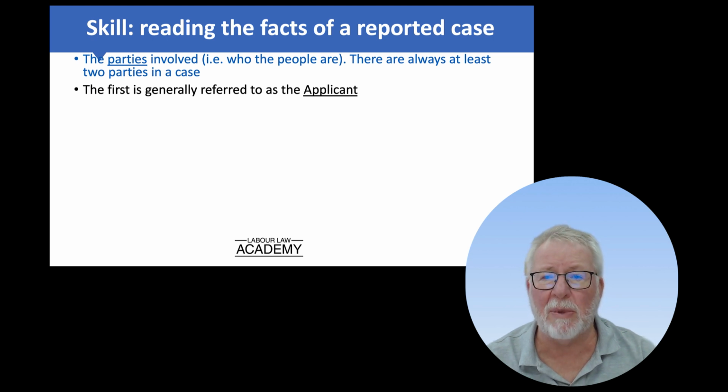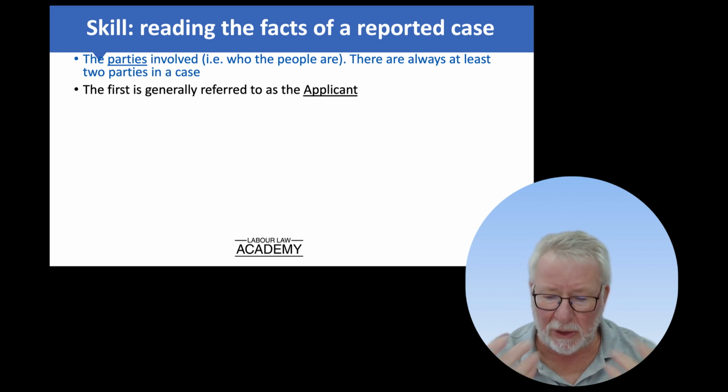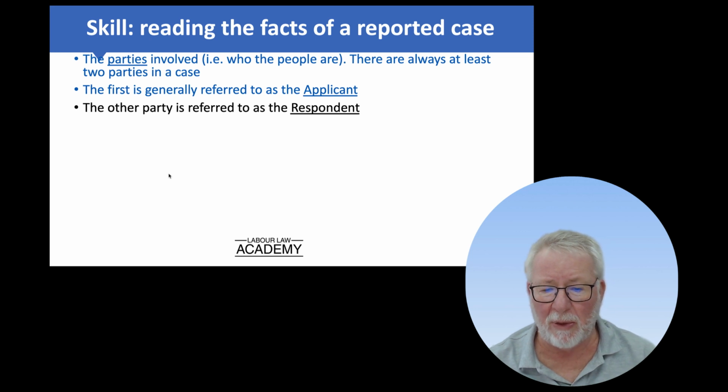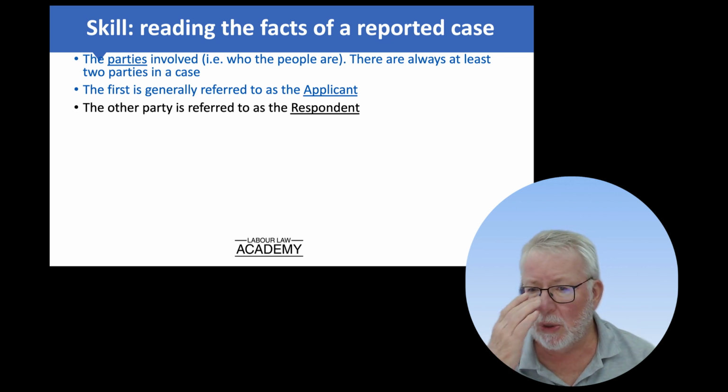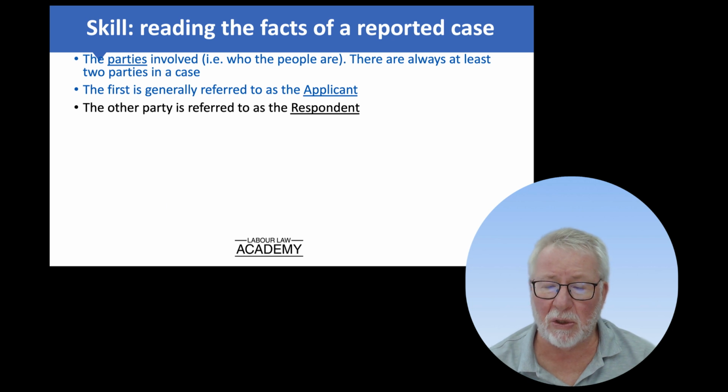Now, there can be more than one applicant. So in this case, Transport and General Workers Union, and another tells you that there's more than one applicant party that is taking the case to court. The other thing to understand is the other party, referred to as the respondent. That's the party that is responding to the case brought by the applicant. Again, there can be more than one. In this case, the respondent is Bayete Security Holdings.